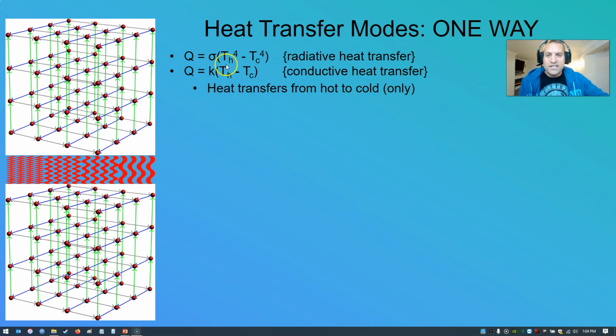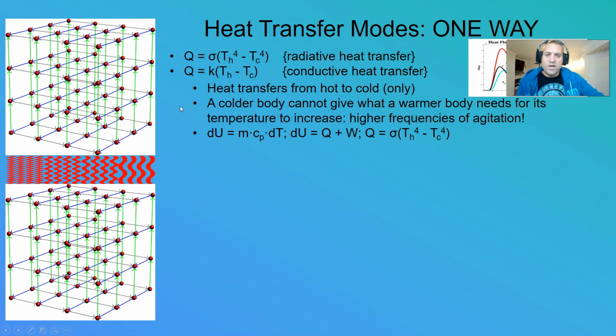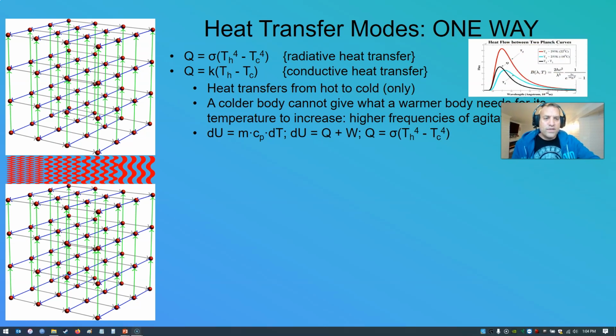The equations take the exact same form: you have a more intense object with more intense energy and higher frequencies, and then you subtract the cooler object's energy away from that, and the net difference is what the heat is, okay? So heat transfers from hot to cold only.